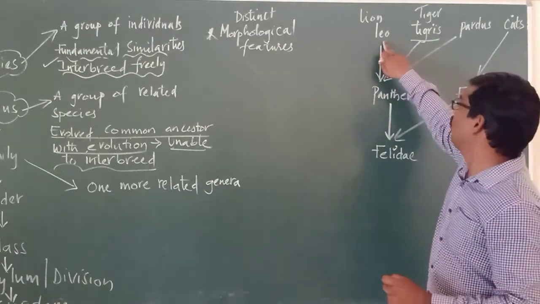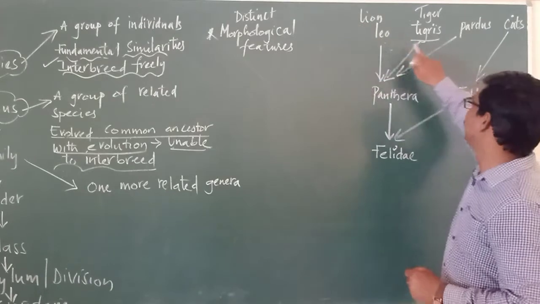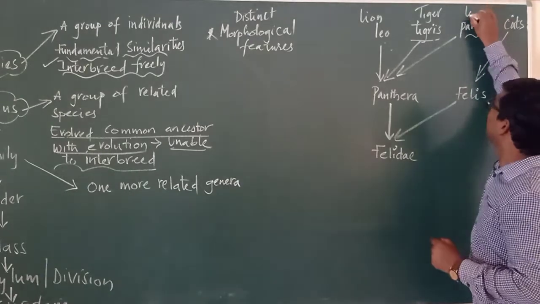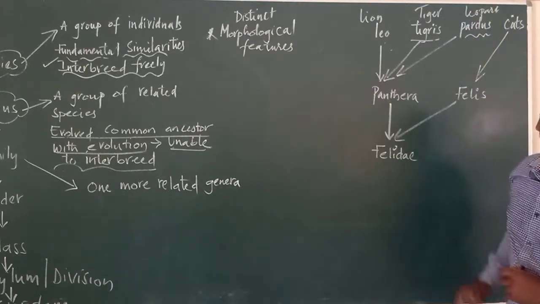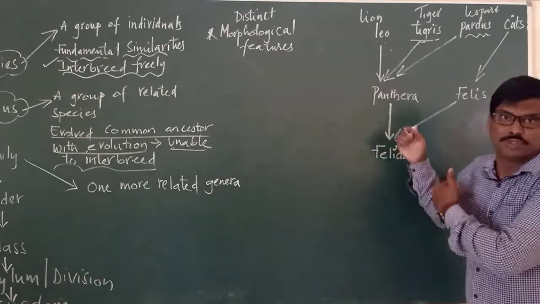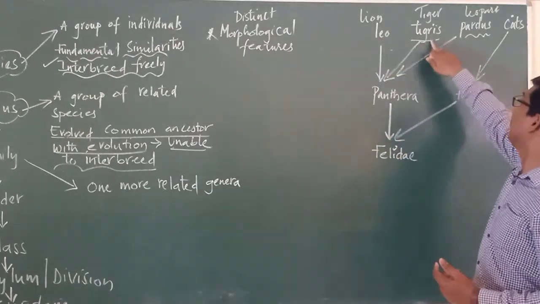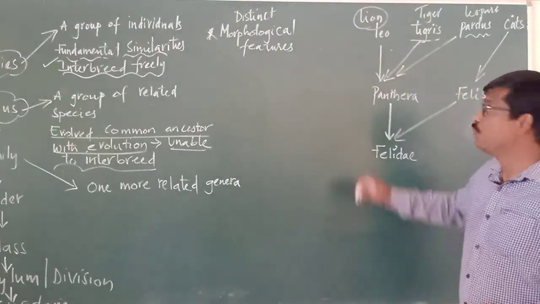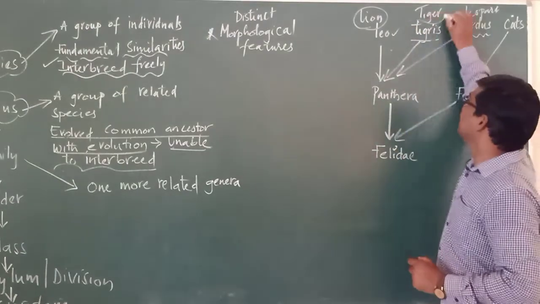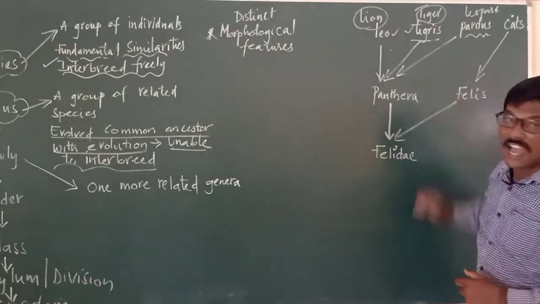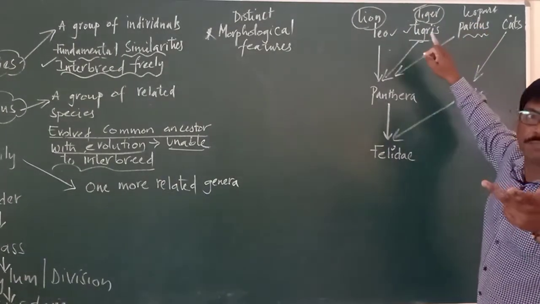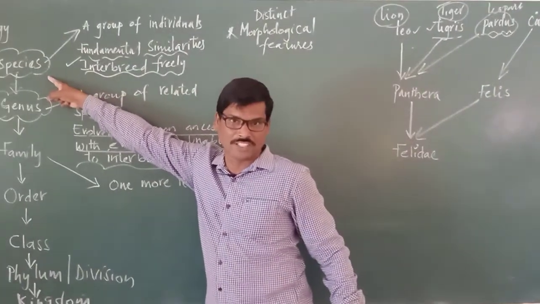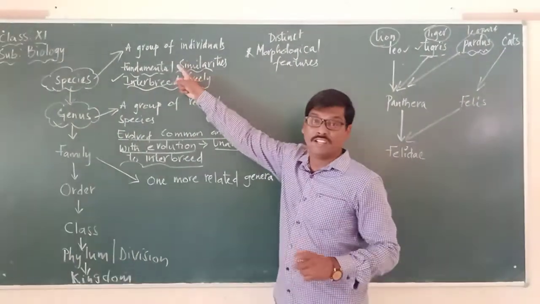The species name Leo is the scientific name for lion. Tigris is the scientific name for tiger. Pardus is the scientific name for leopard. So here Leo, Tigris and Pardus are all different species. Lion is a different species, which we call Leo. Tiger is a different species, the name given for it is Tigris. And leopard is a different species, which is called Pardus.